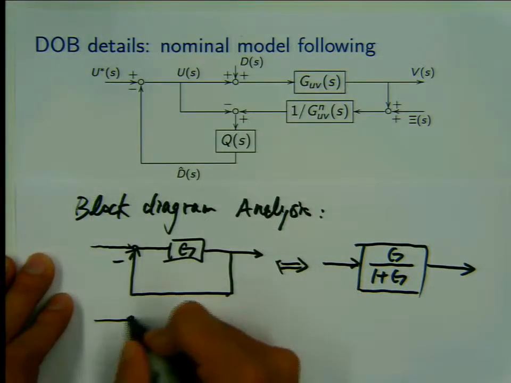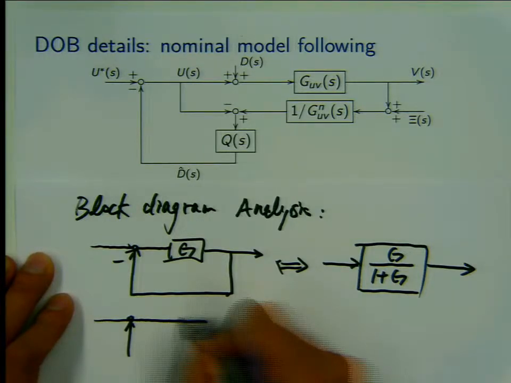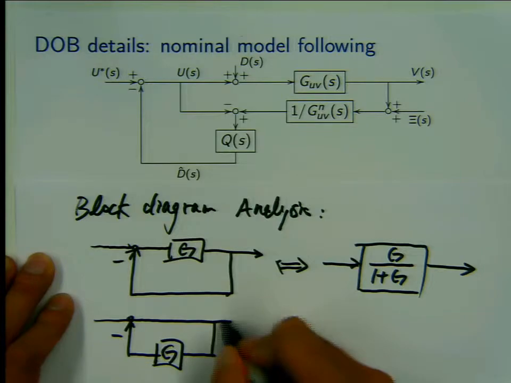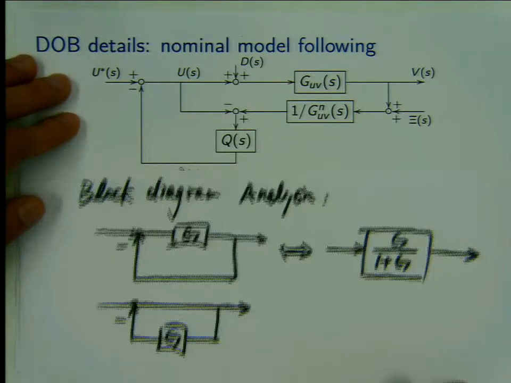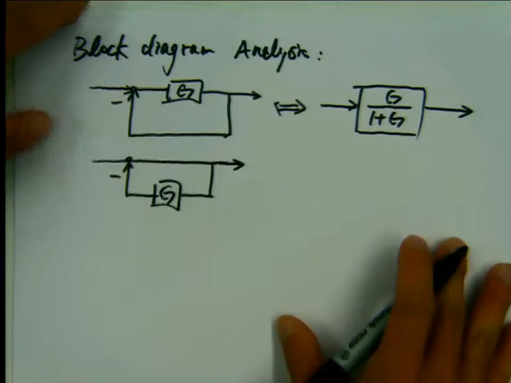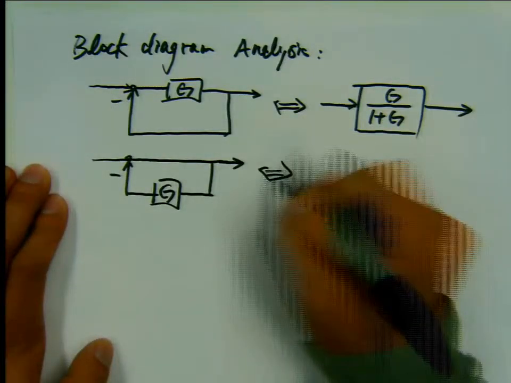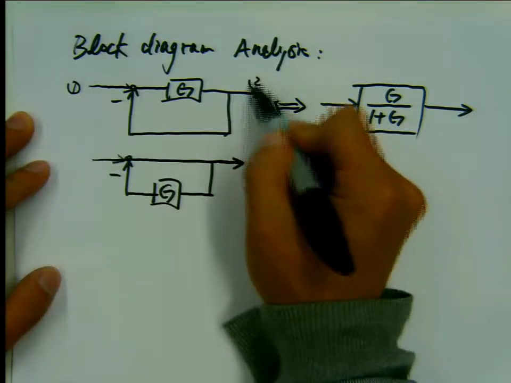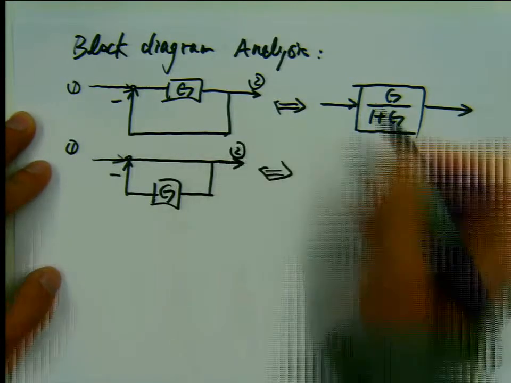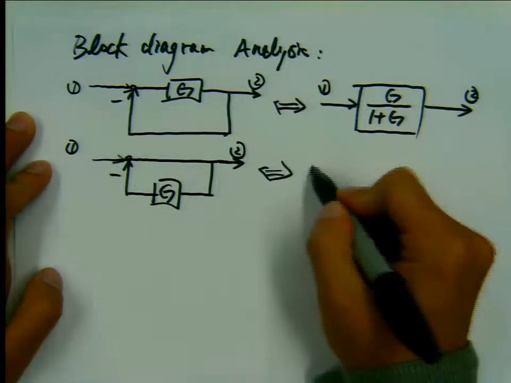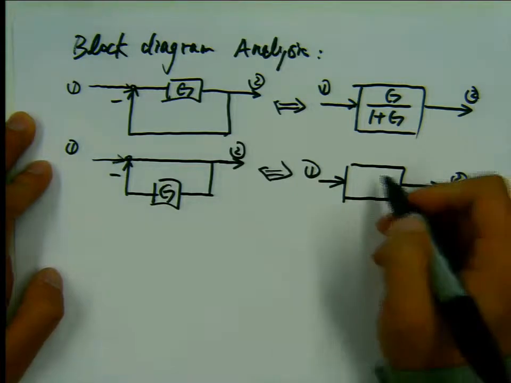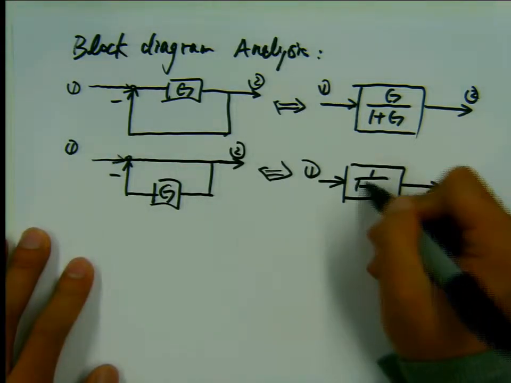Now, if you have a little simple modification, if you have identity block here, then the feedback block has G here. What is the overall transfer function between the input and the output? In all these cases, I'm deriving the transfer function between point 1 and point 2. What is this one? 1 over 1 plus G, right?